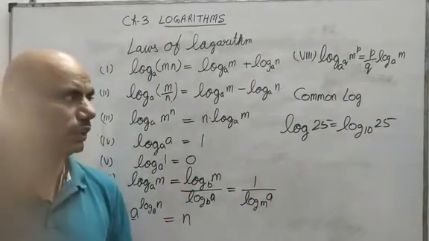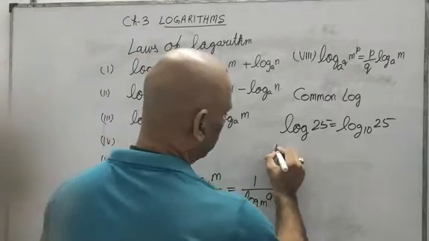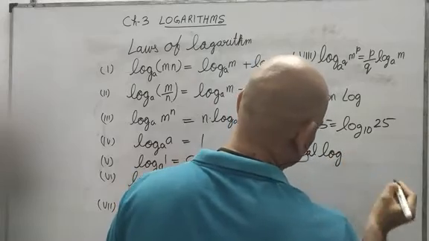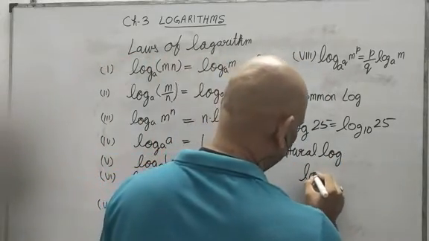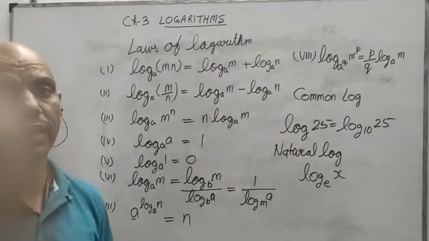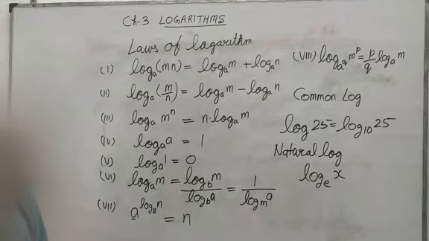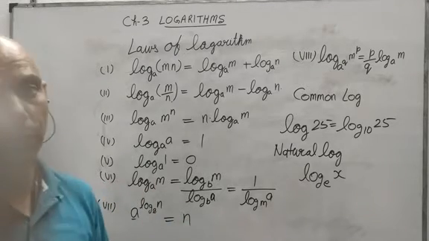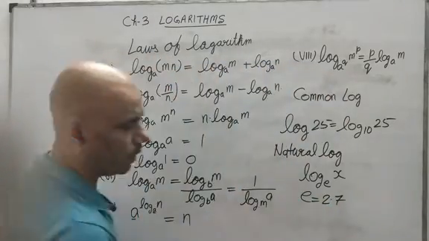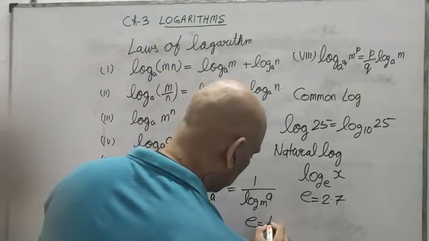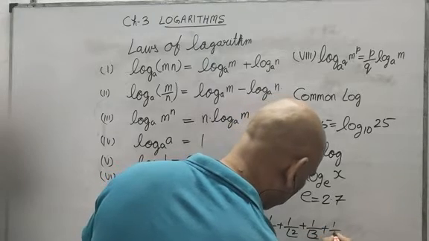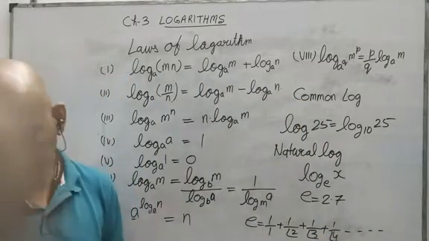What is the other log? The other log is called natural logarithm, and in that the base is e. The value of this e lies between 2 and 3. Its approximate value is around 2.7, and it can be written as 1 plus 1 upon 1 factorial plus 1 upon 2 factorial plus 1 upon 3 factorial plus 1 upon 4 factorial and so on.